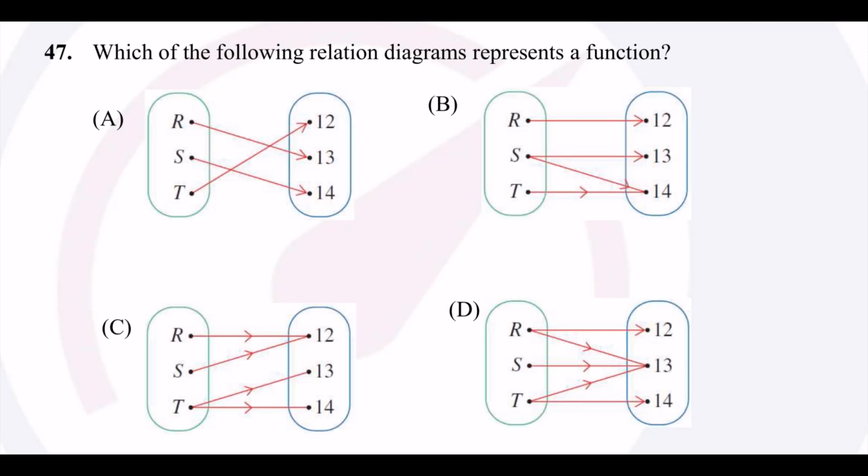Alright, 47. Which of the following relation diagrams represents a function? Now a function is when one element of the domain maps to only one element in our range or codomain. So we're looking for basically a one-to-one mapping. These two share one person, so that won't work. This maps to more than one person, this maps to more than one, that will not work. This person here maps to 2, so that will not work. So hence our answer is going to be A. Each person maps to 1, one-to-one mapping.